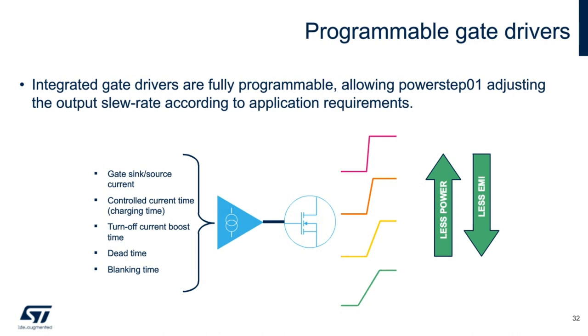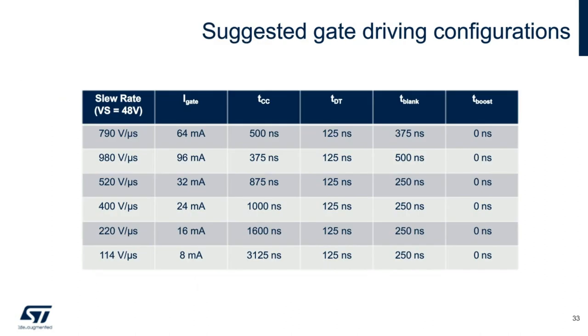Be careful here. During the bridge commutation, a dead time is added in order to avoid cross conductions. The dead time can be programmed within a range from 125 nanoseconds to 4 microseconds with a resolution of 125 nanoseconds. The duration of blanking time is programmable through the TBLANK parameter in the GATECFG2 register. We prepared for your convenience this lookup table where you can find different slew rate settings for the corresponding parameters.